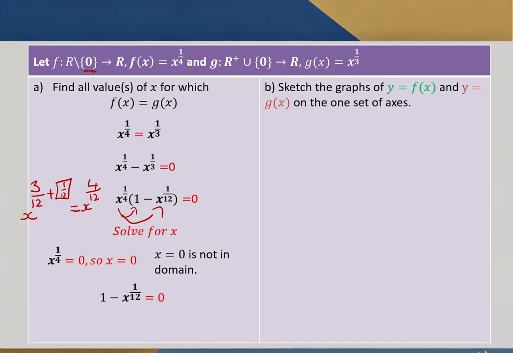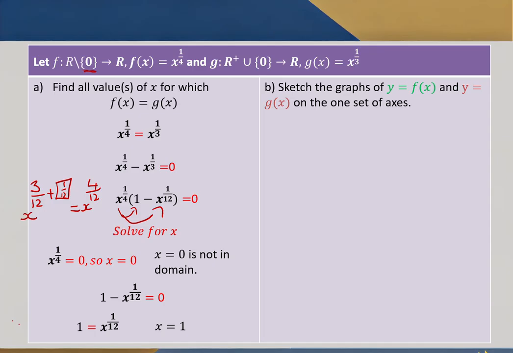We put 1 take away x to the power of 1 over 12 is equal to 0. We get our x's to one side. Now, this is the fun part. If we've got anything to the power of something equal to 1, then our base must be 1 as well. So that gives us our answer straight away.